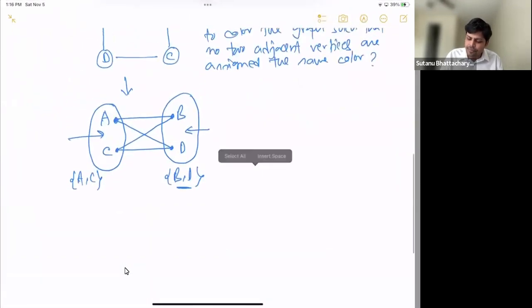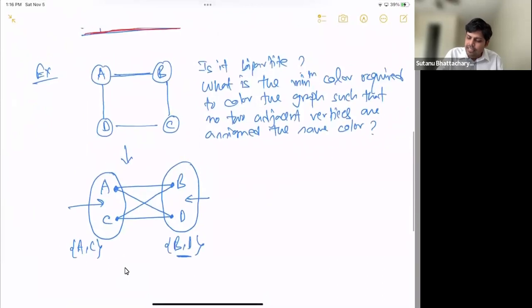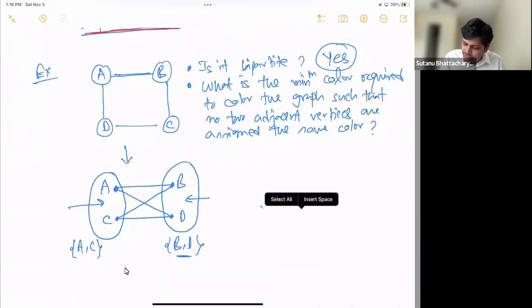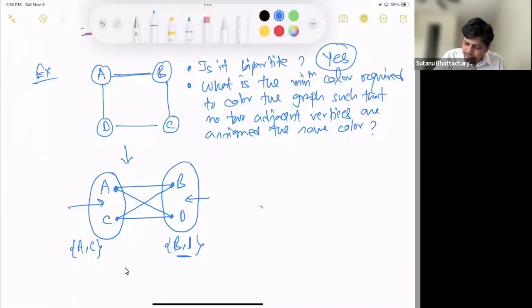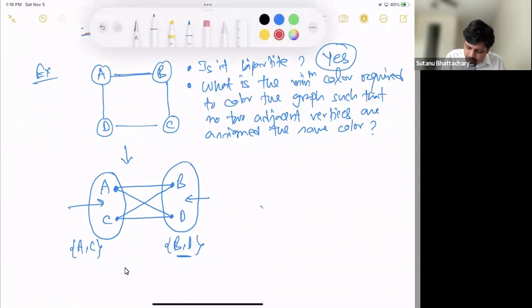So the answer is yes, it is a bipartite graph. Now the second part of the question is, what is the minimum number of colors that is required? So since it is a bipartite graph, obviously we can use only two colors. You can choose any colors. So let's assume we color A as red.